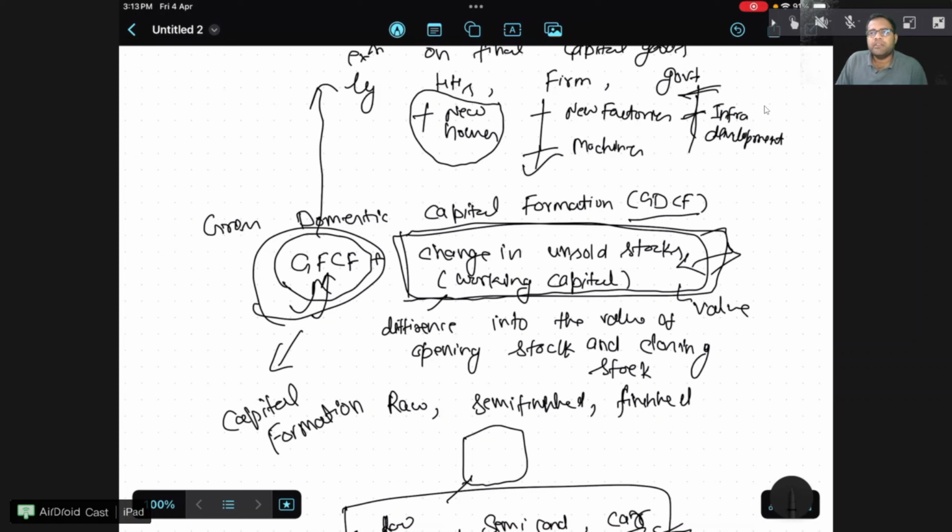So I hope you are getting the meaning of the types of expenditure made on any particular goods coming from any firm.